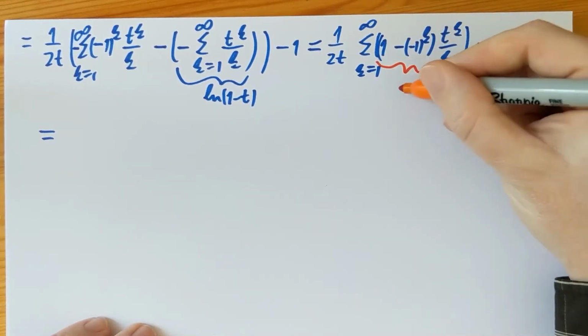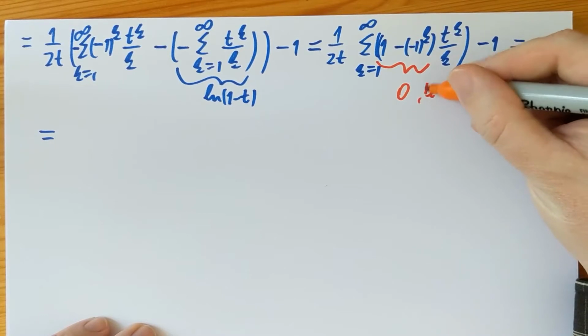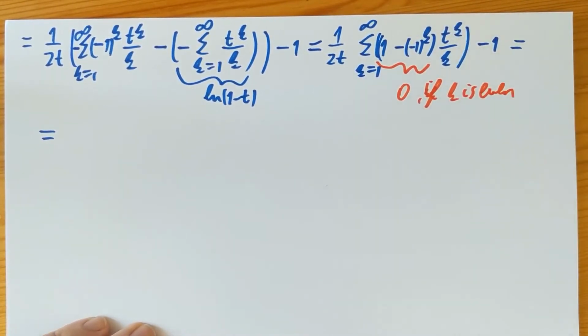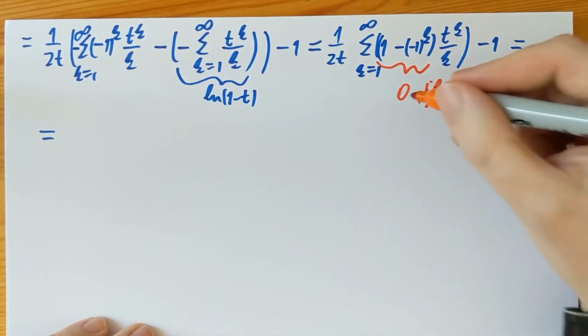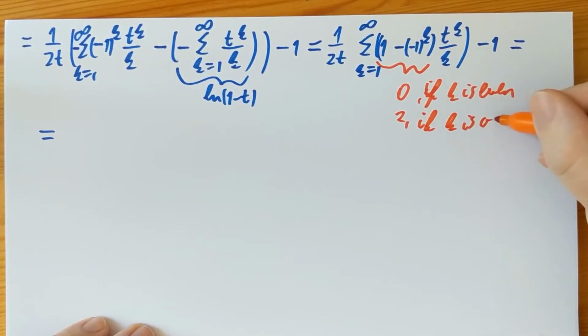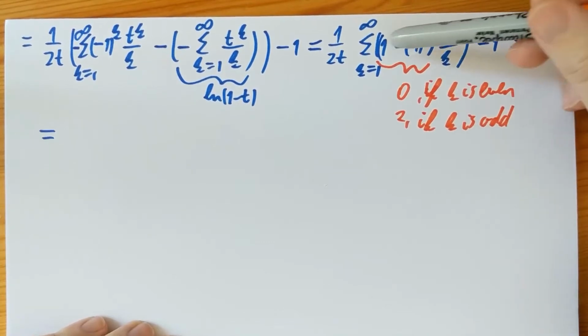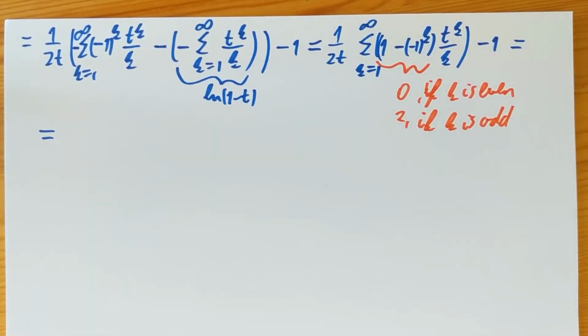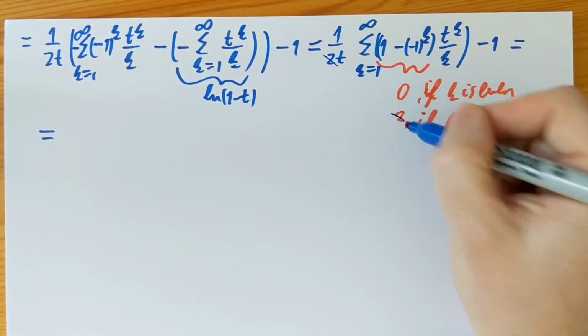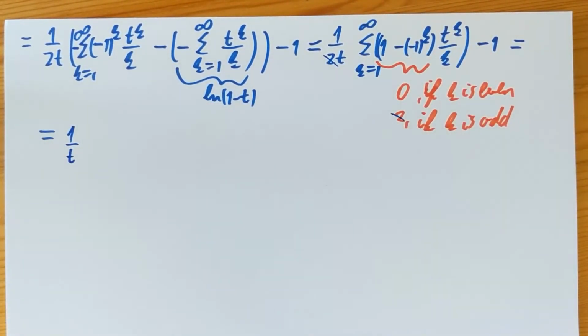This is going to be 0 if k is even, and it's going to be 2 if k is odd. Because for k odd, like k equals 1 for example, this is 1 minus negative 1, which is 2. So I only need to look at k odd, and in that case these two will cancel out that 2. So it's 1 over t.